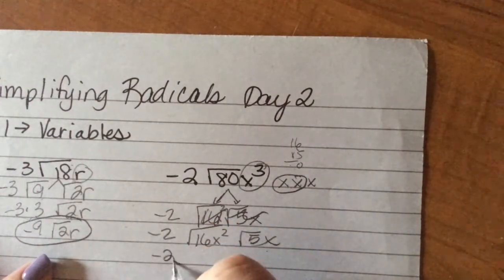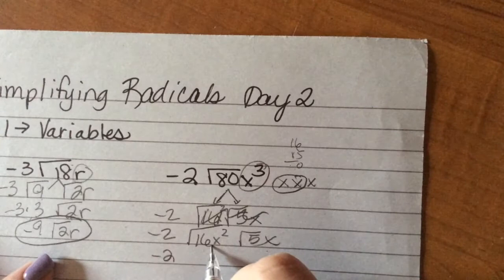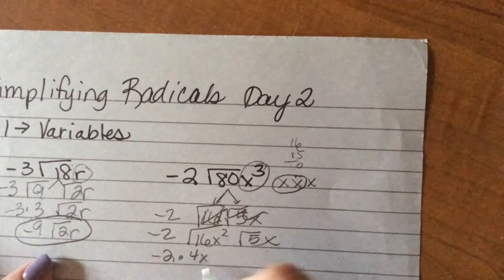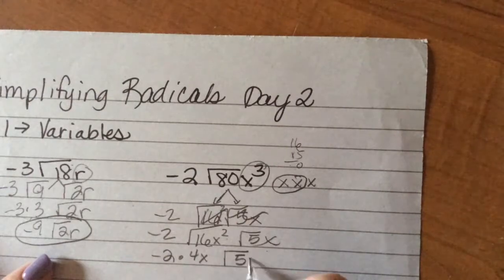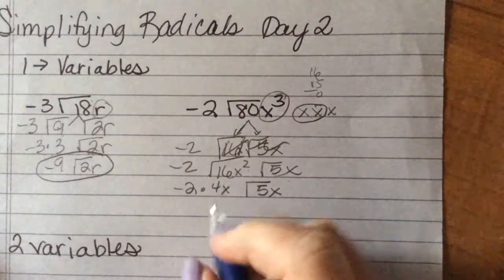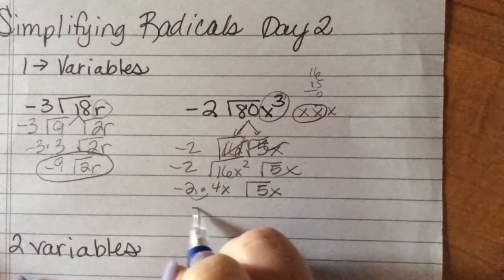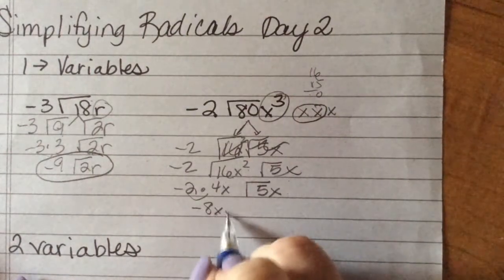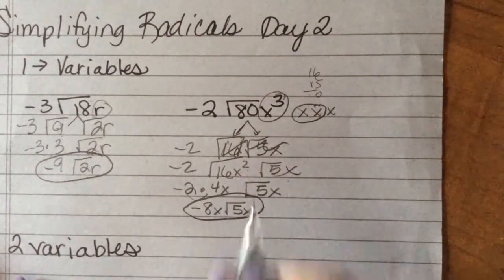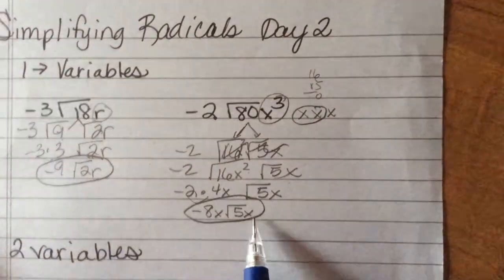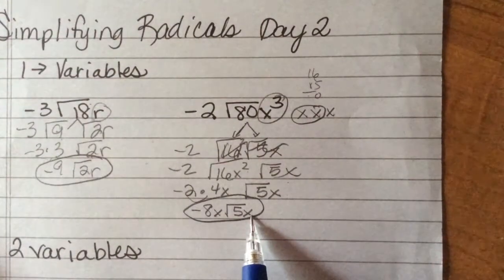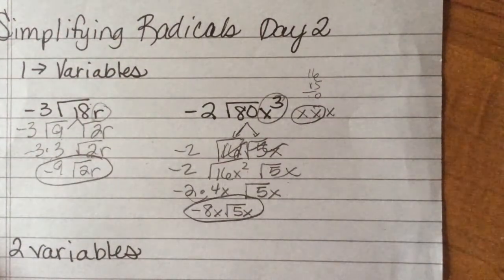So I got -2. The square root of 16 is 4. Pull out this pair with the 1. And then left inside is still the 5x. So now the last step is multiplying the outside. So that's a -8 with an x and the square root of 5x. That is completely simplified. Remember, we can't pull out this x since it doesn't have a partner. You got to pull them out in a group of 2.